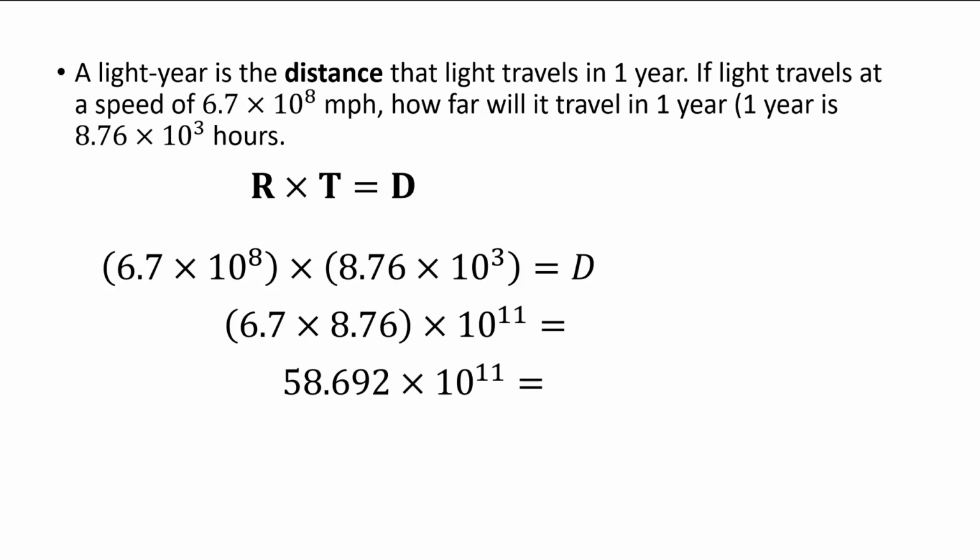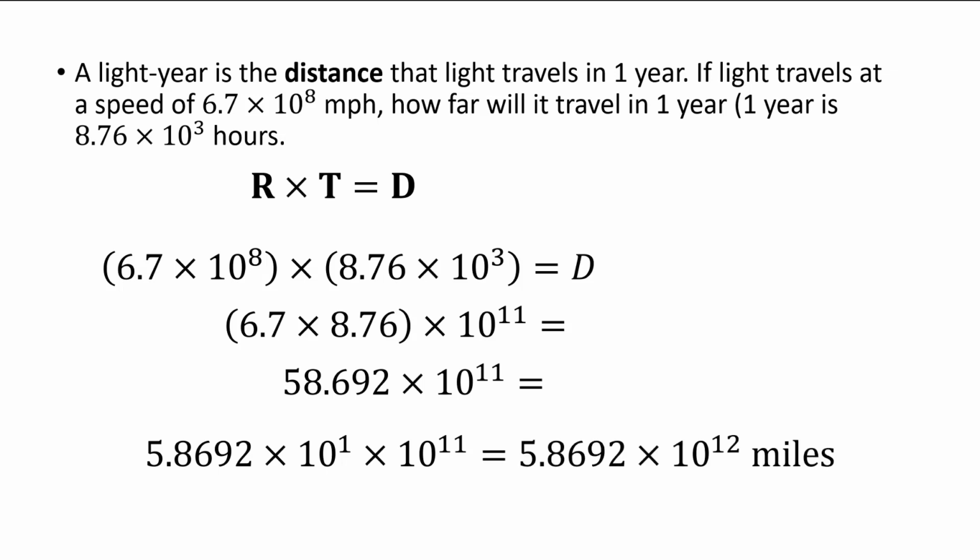That's not in scientific notation because 58.692 is not between 0 and 10. We said there can only be one digit to the left of the decimal, so we have to rewrite it, 5.8692 times 10 to the 1st, that's the 58.692, times 10 to the 11th, and when you add those exponents, you get 5.8692 times 10 to the 12th miles.